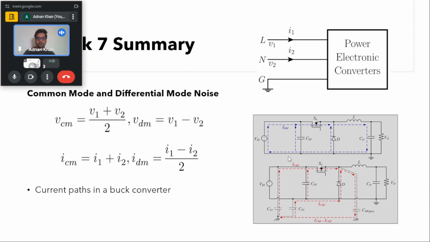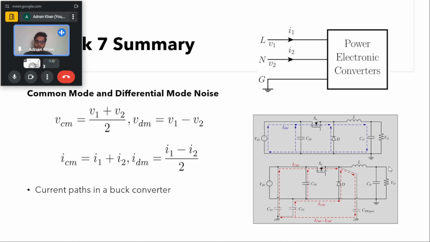Here we can see the current paths in these different parts of the buck converter, and we shall look into it. If we see the top part, this is usually what we see. We have a buck converter, and the current will flow from the source through the switch, and then the inductor and the capacitor or the load, and then go back into the source, the neutral line. And this is usually the differential mode current that we talk about.